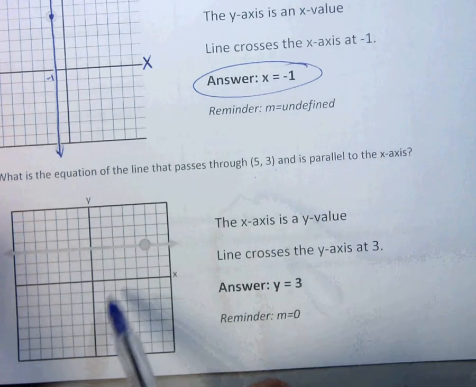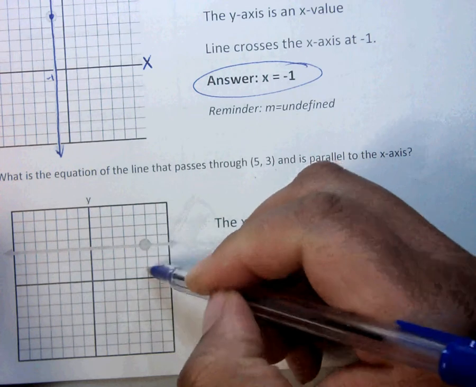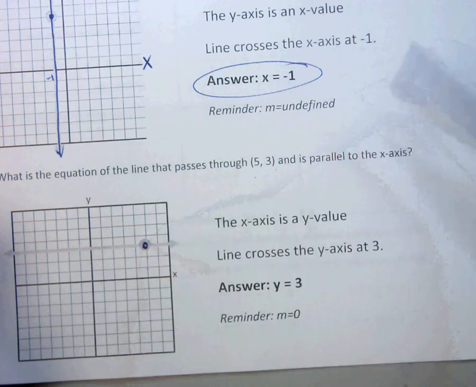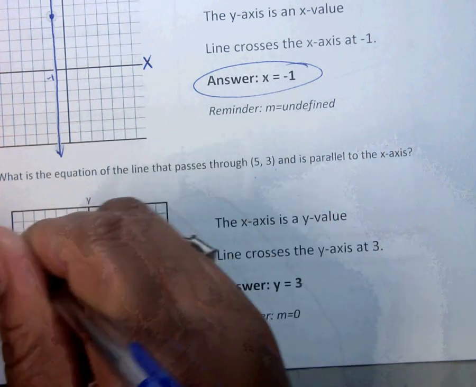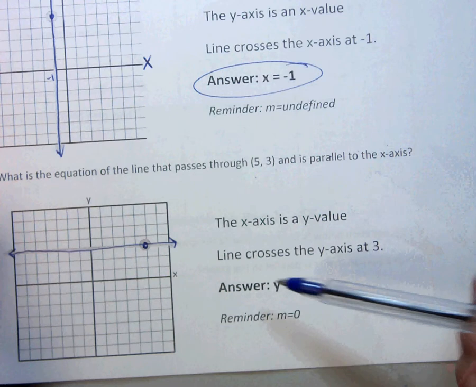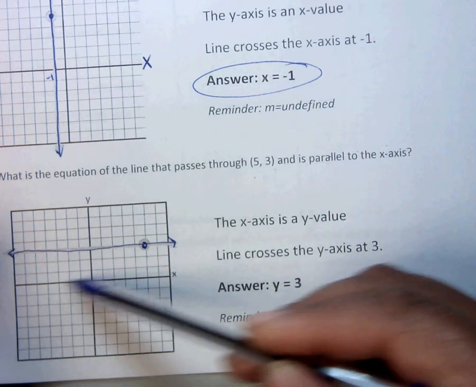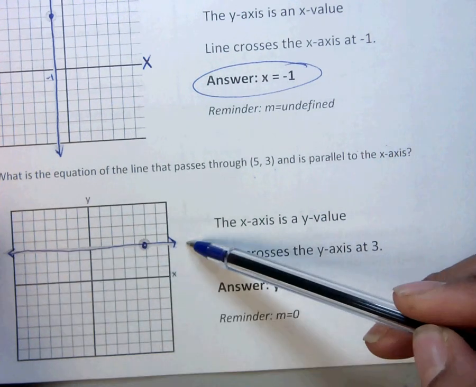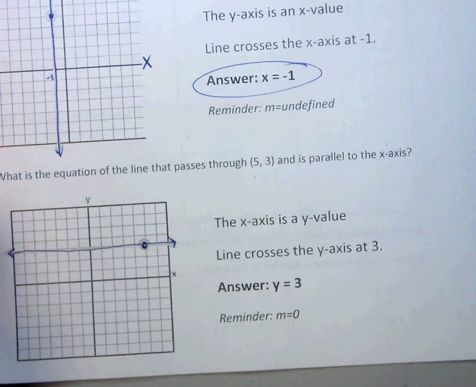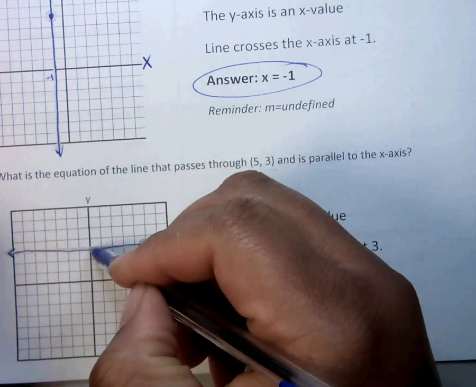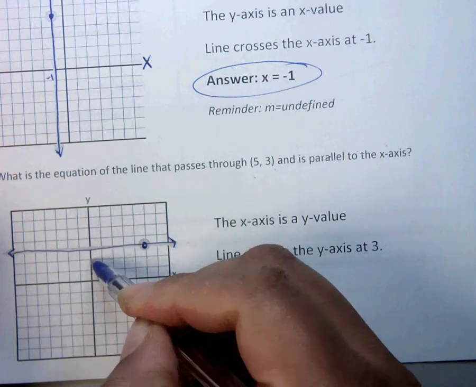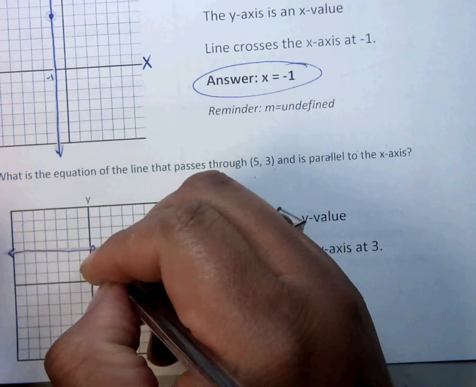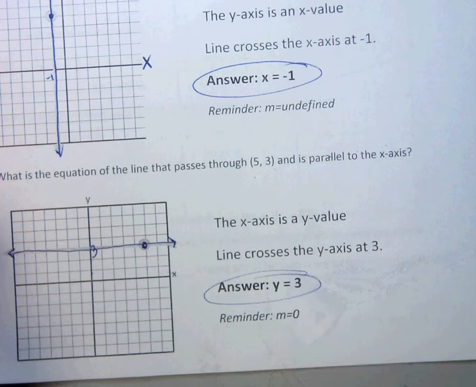5, 3, 1, 2, 3, 4, 5, 1, 2, 3. And I want the line parallel to the x-axis. So parallel to the x-axis. And if I'm parallel to the x-axis, am I crossing the x-axis or am I crossing the y-axis? I'm crossing the y-axis. And at what number? 1, 2, 3. So this is y equals 3.